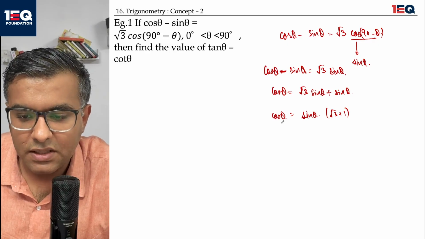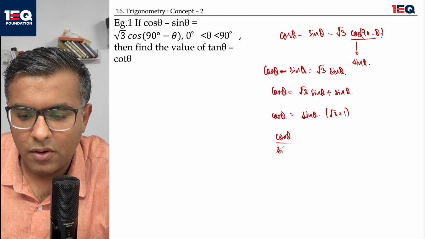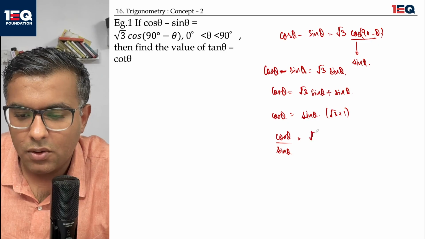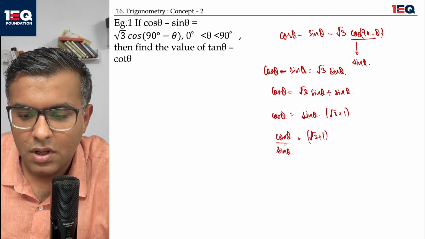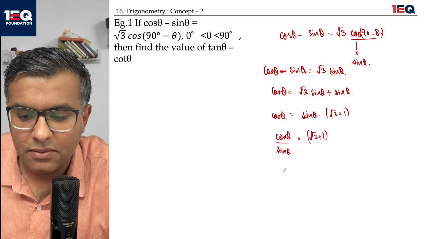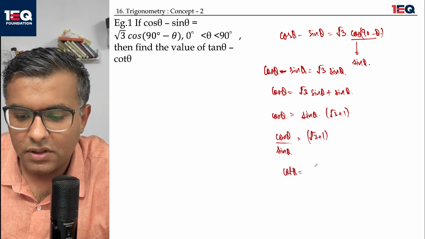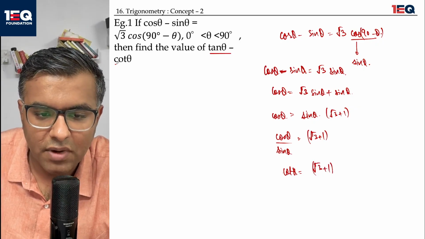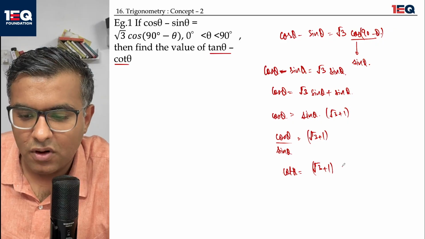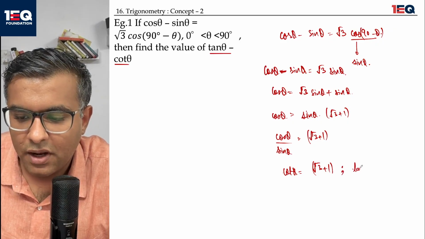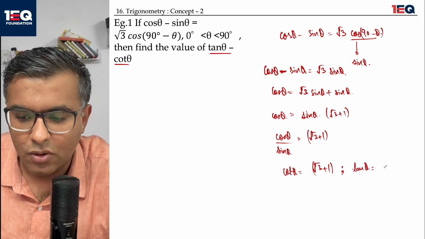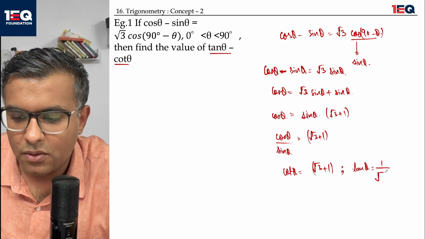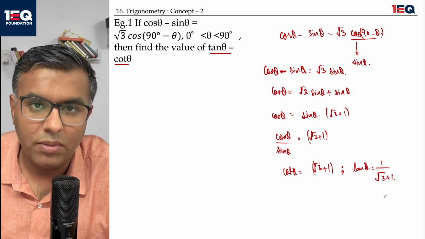If I bring this sine theta down here, then I get cos theta upon sine theta being equal to root 3 plus 1. Cos upon sine is nothing but cot. So the value of cot theta is equal to root 3 plus 1. The question says you need to find out the value of tan theta minus cot theta. If I have the value of cot theta, I can find the value of tan theta by reciprocaling it. Reciprocal of that would be equal to 1 upon root 3 plus 1.